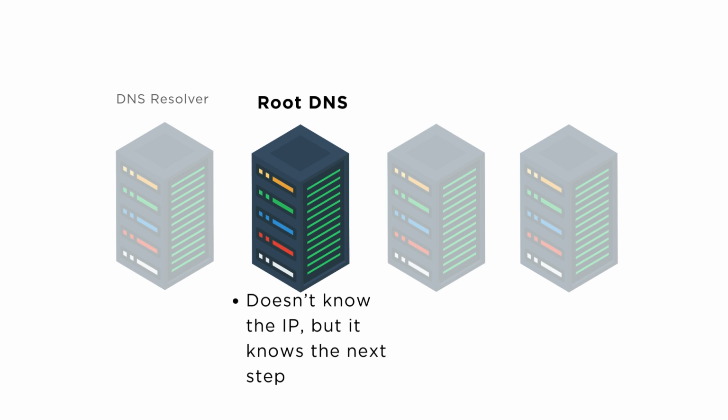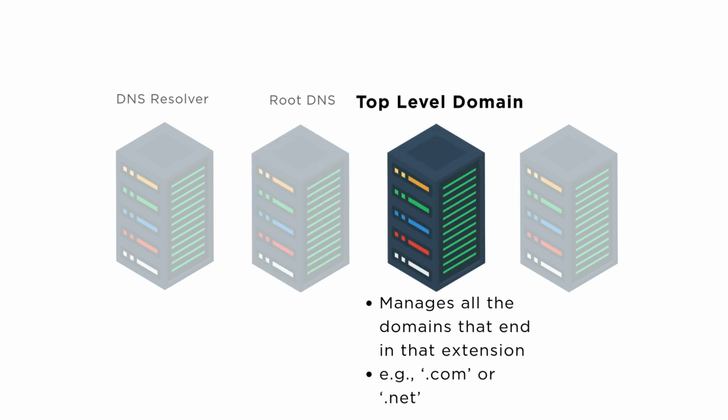The root server doesn't know the IP address, but it knows where to look next. If you typed in google.com or youtube.com, it will send you to the .com server, which is also called the top-level domain or TLD server. This server manages all websites that end in that extension.